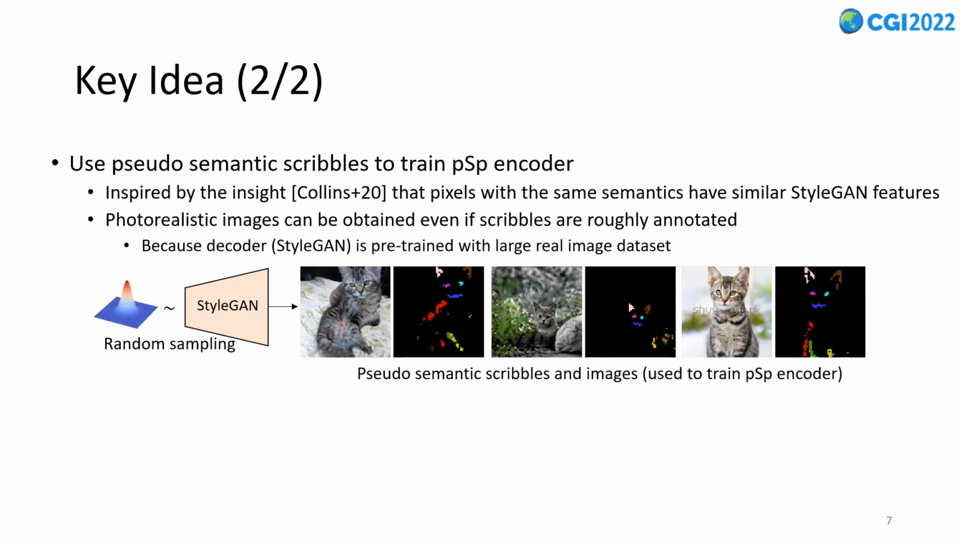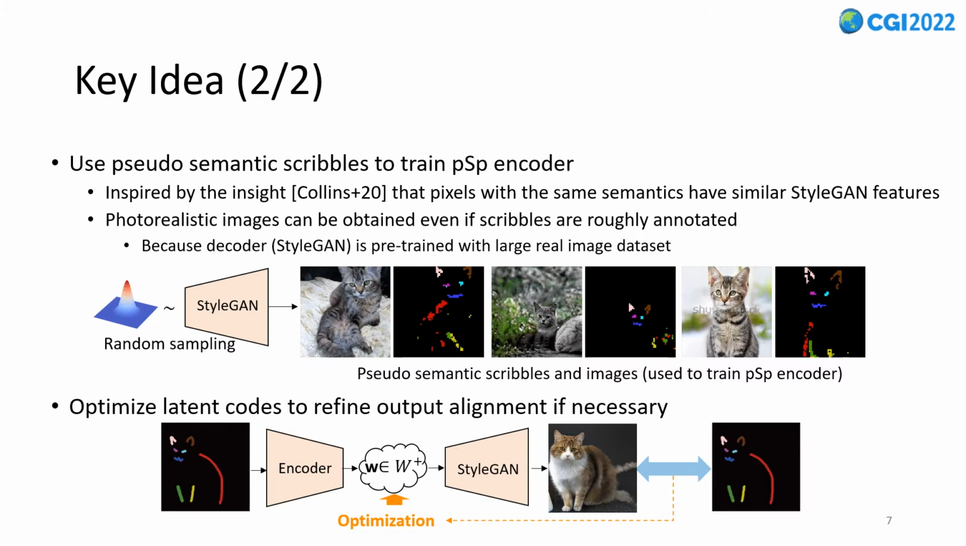Although scribbles obtained by pseudo-labeling are roughly annotated, we can obtain photorealistic images at inference time. This is because the decoder is pre-trained with other large real image datasets. Also, we propose a method for optimizing latent codes to refine output alignment if necessary. As you can see, the latent codes are optimized by minimizing the difference between an output image and input scribbles.